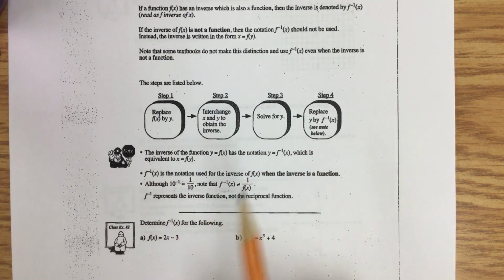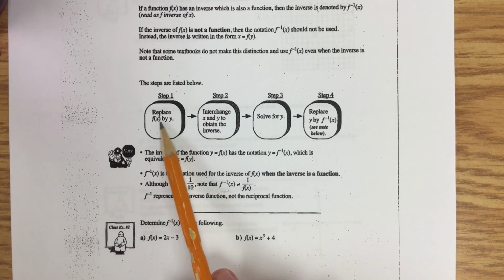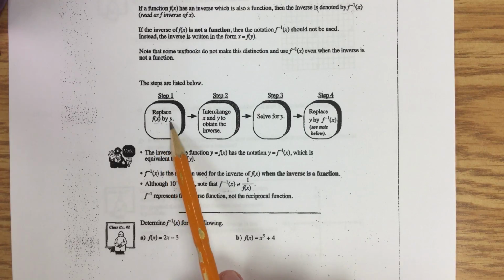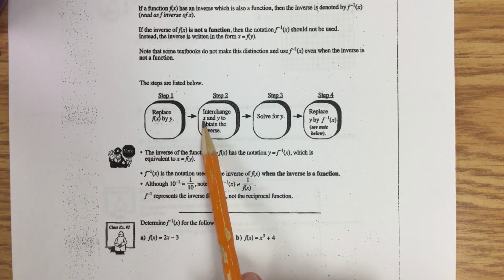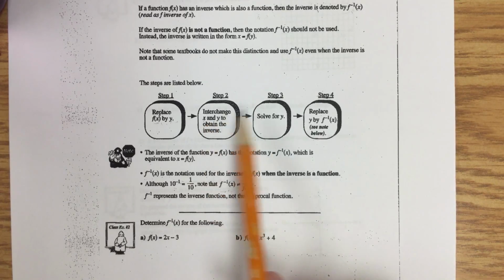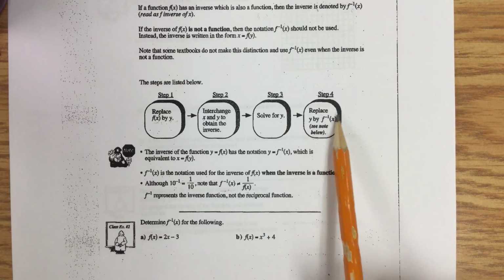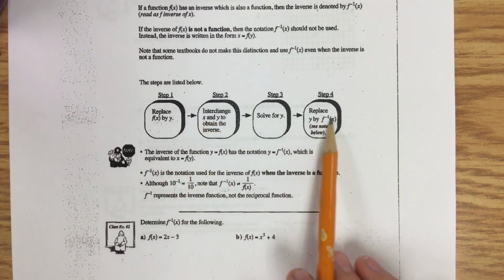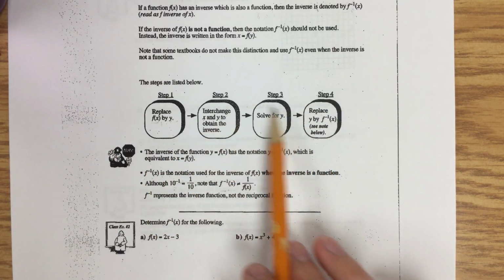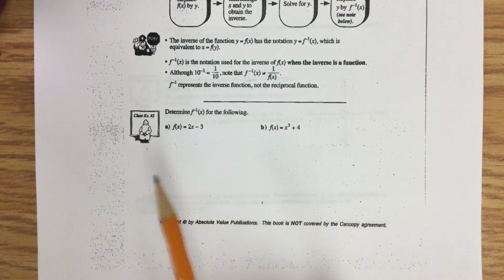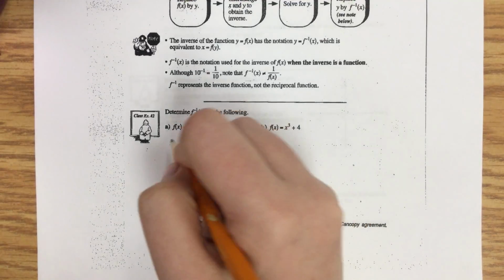We'd follow a similar process that we've been using algebraically. In most cases, if we see an f of x, we know that that's equivalent to y, so we're just going to replace it with y, so that then we can switch x and y, solve for y, and then we can replace y with the inverse. So it's kind of an extra step, step 1 and step 4 are extra onto what we have been doing previously.